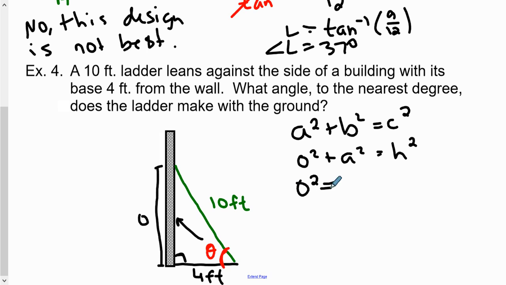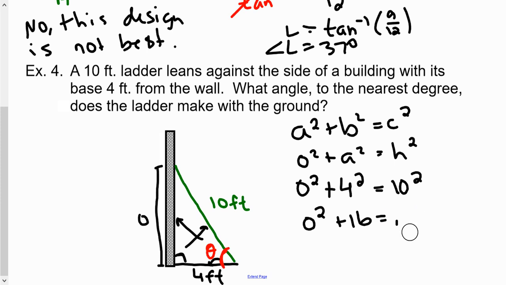But we do know the adjacent side. We know that the ladder, the adjacent side to theta, is 4 feet. So we'll put plus 4 squared equals, and we also know the hypotenuse, across from that right angle, the wall and the ground making that right angle. My hypotenuse is 10 feet. So piece by piece, I'm going to isolate O. Let's square all those values first. O squared, and O might not have been the best variable to use because this really looks like a 0, plus 16 equals 100.